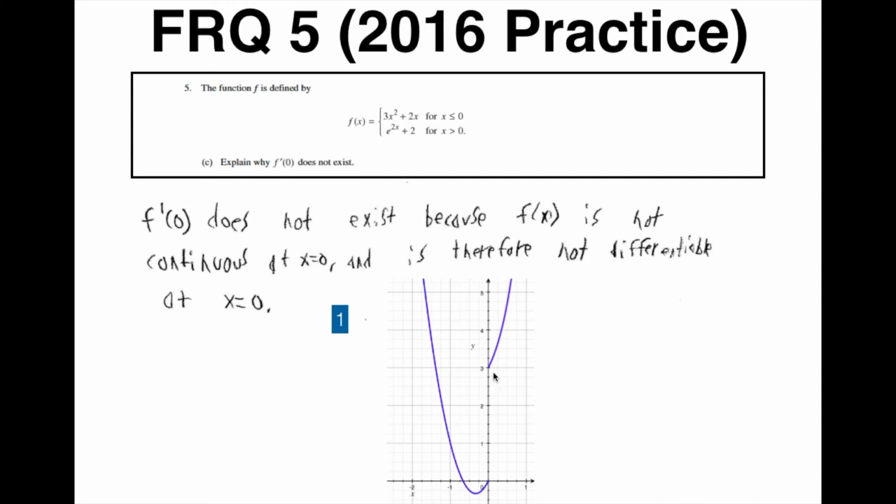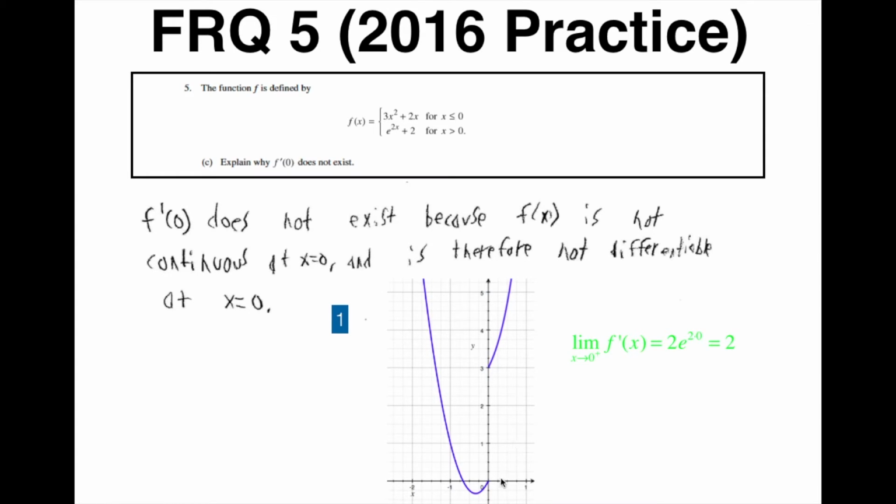So disconnected. Now it's interesting to note that the AP writers had prepared something quite sneaky. Just in case students were going to calculate the derivative from each side, the one-sided derivatives, this is what they would have found. The limit as x approaches 0 from the right is 2 times e to the power of 0, and that is equal to 2. What I'm seeing here is this slope. The slope is 2, the one-sided slope.